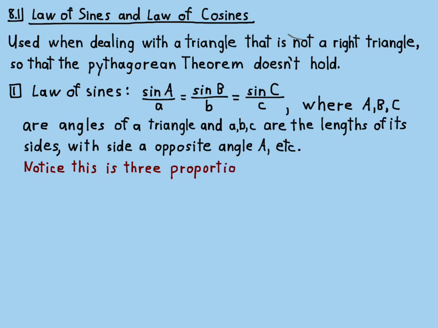Notice that this is actually three proportions. A proportion is a fraction equal to a fraction, right? Three proportions: sine A over a equals sine B over b, sine A over a equals sine C over c, and sine B over b equals sine C over c. You usually only use one of those at a time instead of all three.